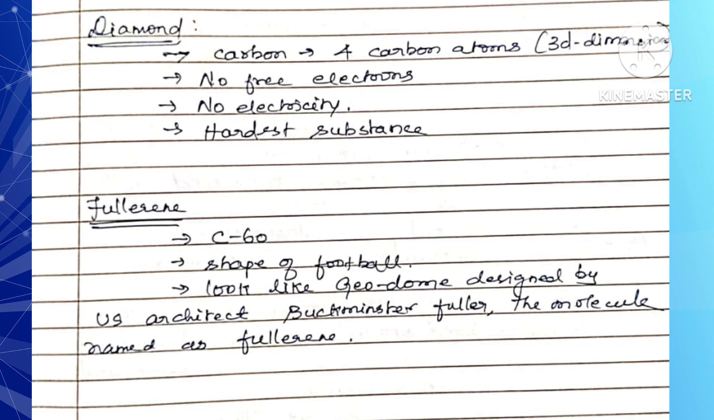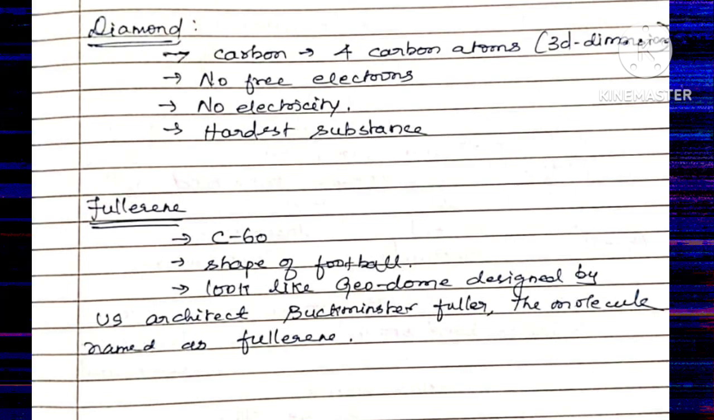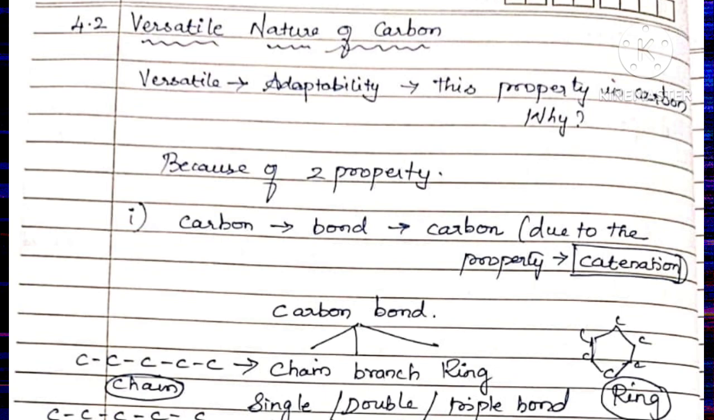Next, coming to fullerene, it is the shape of a football, looks like a geodome, designed by the US architect Buckminster Fuller. So the molecule is named fullerene, with carbon 60. Coming to the next topic, the versatile nature of carbon. Versatile means adaptability. Carbon is versatile in nature. Why is it named versatile?